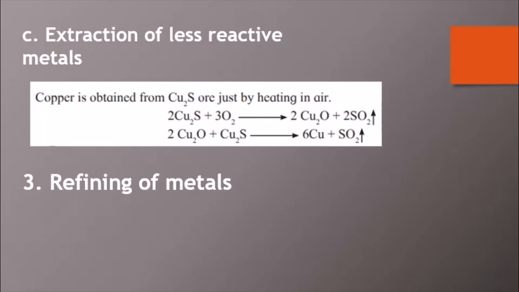Next step is the refining of metals. Whatever step you use to separate the metal, there is still some amount of impurities left in that metal. It is not the pure metal. So if you have to obtain the pure metal, we need to remove all the impurities from it. The electrolysis method can be used in the refining of metals to obtain the pure metal.